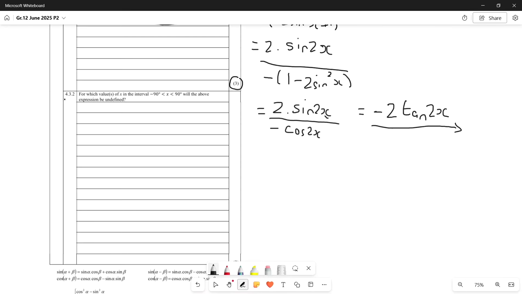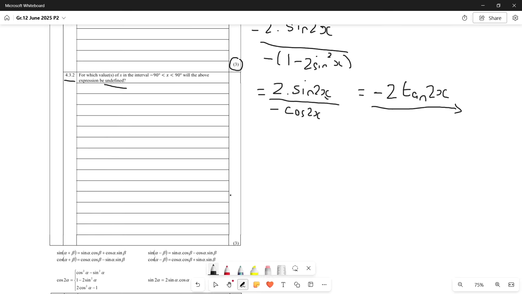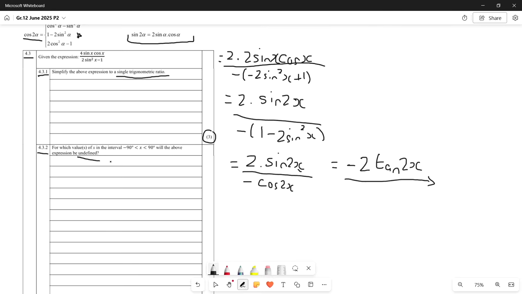So then 4.3.2, it is saying for which values of x in the interval minus 90 to 90, so x is between that range, will the above expression be undefined? Okay, so this is 3 marks as well. So what we need to do is whenever they're talking about undefined, we need to look at the denominator, because if we divide by 0, anything divided by 0 equals undefined. So we're just going to take this denominator and make it equal 0.